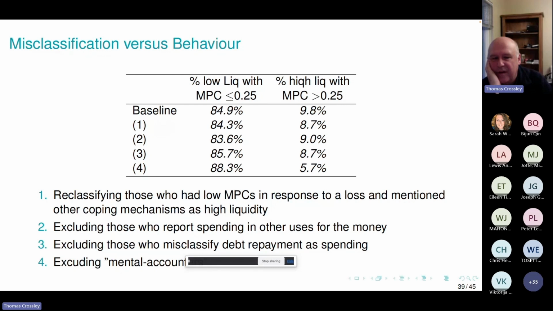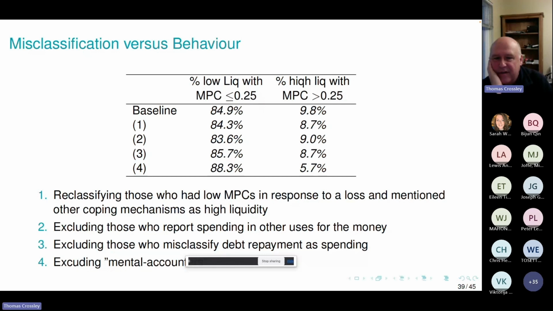Then we exclude those who report spending in other uses for the money. If they told us they weren't going to spend very much, but then when we asked them what they would do with the money, they cited things that we would interpret as spending, we excluded them from the sample. Again, that does very little. There were, as you saw, people who misclassified debt repayment as spending in the survey, and revealed this in their open format responses. If we exclude them from the sample, again, the incidence doesn't change very much.